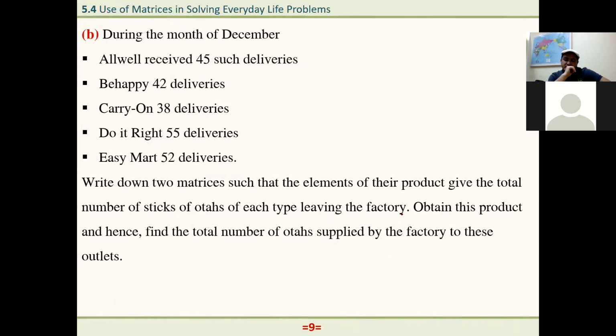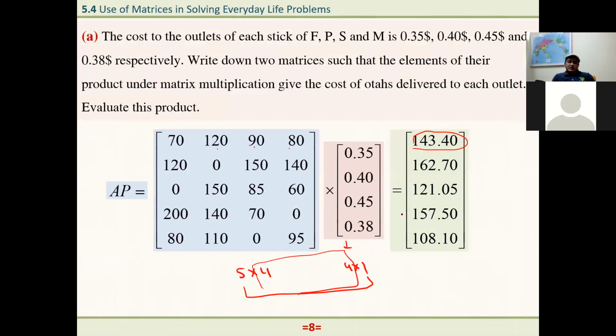Okay, write down two matrices such that the elements of the product give the total number of sticks of OTAs of each type leaving the factory. Can you visualize this? I mean, without moving to the next slides. We are talking about 4 different products, right? And 45 deliveries. Let's talk about only Allwell. Let me just move back. Let's say Allwell received 45 such deliveries in December. So their deliveries, right? 70, 120, 90, 80. Only for the first one.